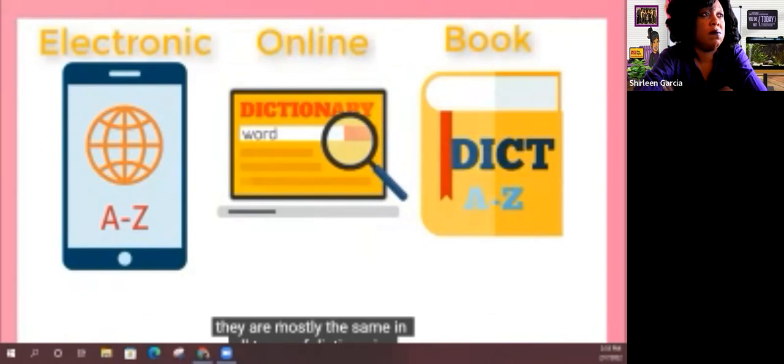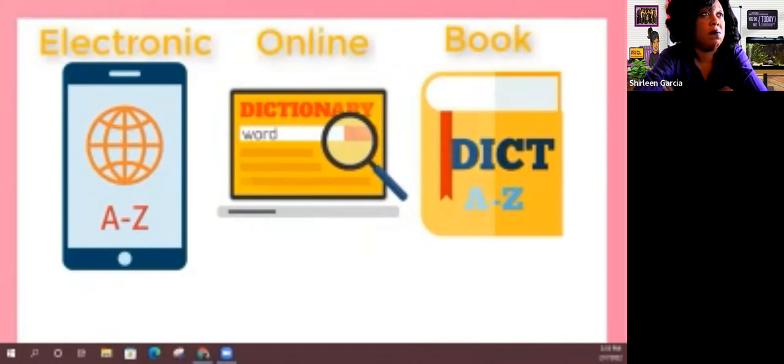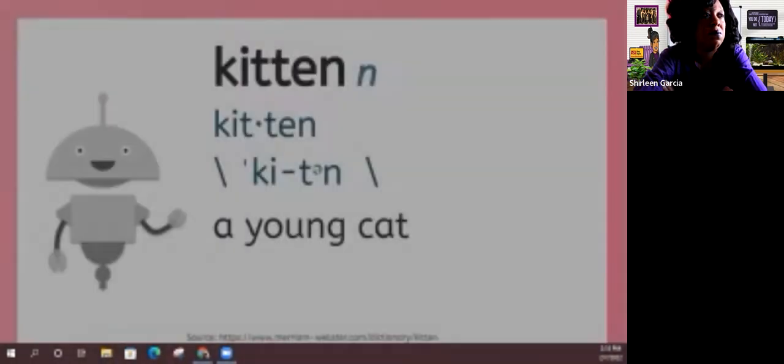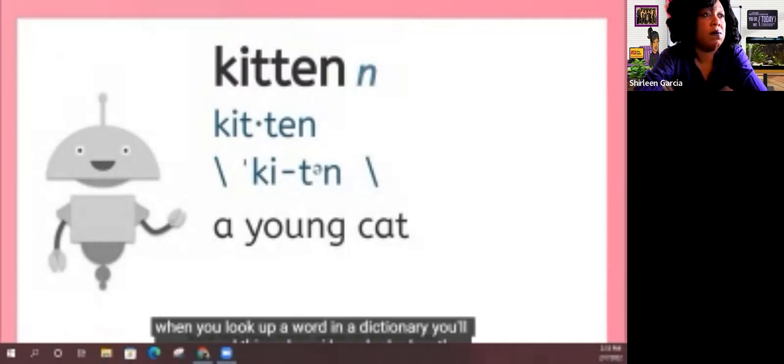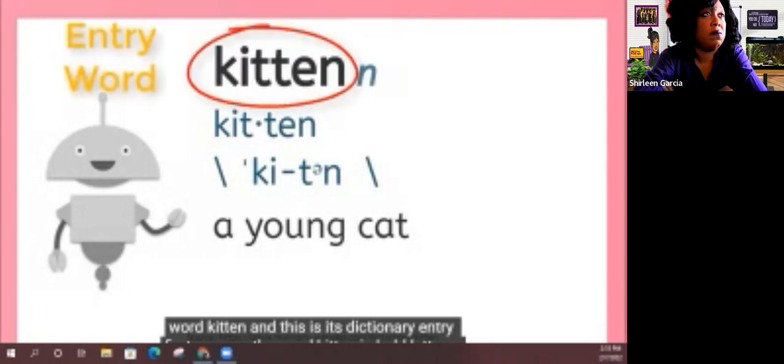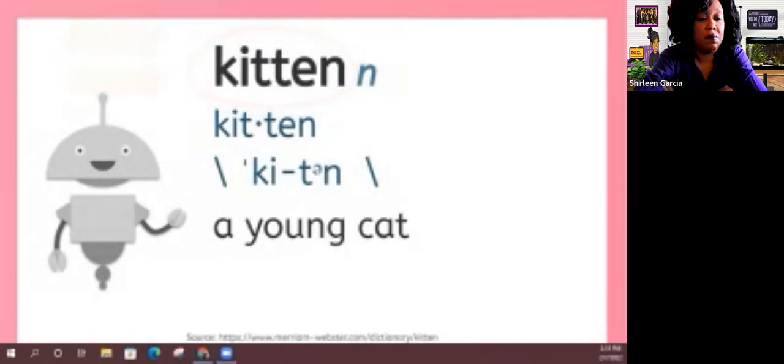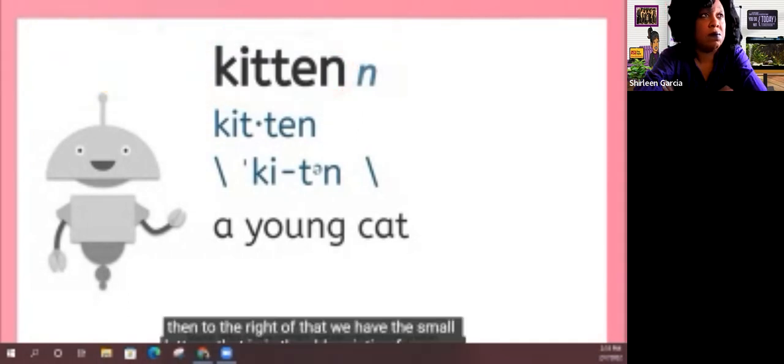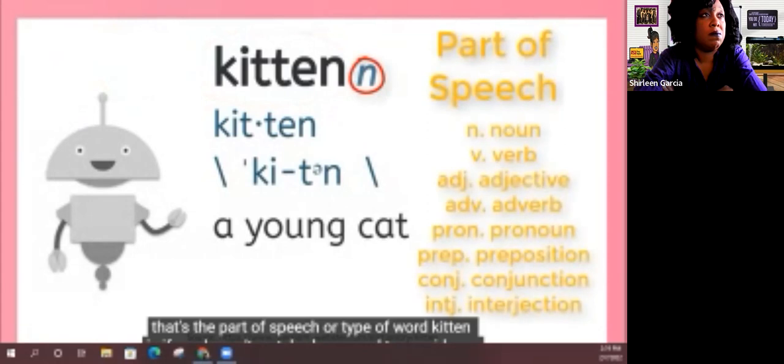They are mostly the same in all types of dictionaries. When you look up a word in a dictionary, you'll see several things. Here I have looked up the word kitten, and this is its dictionary entry. First, you see the word kitten in bold letters. Then, to the right of that, we have the small letter N. That N is the abbreviation for noun.